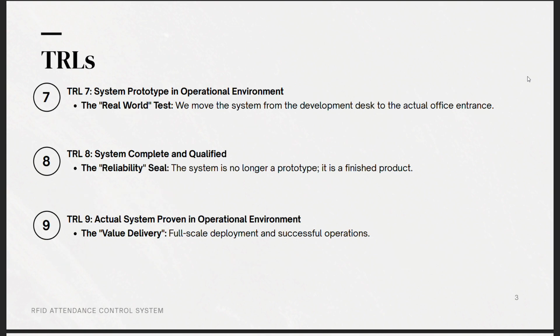For last, we have the TRLs applying to the real world. First, we move the system from the development desk to the actual office entrance, which is a very good improvement. Also, we have the TRL8, system complete and qualified. The reality seal. The system is no longer a prototype, it's a finished product which is working in a real world company. For last, we have the TRL9, which is actual system proven in operational environment. Delivery, full-scale deployment, and successful operations.